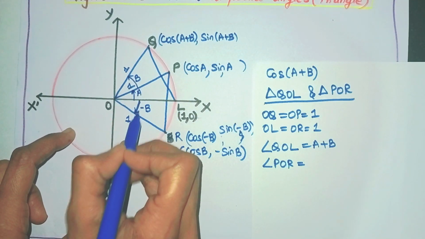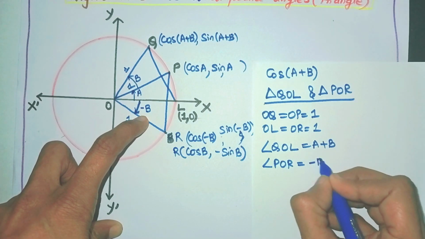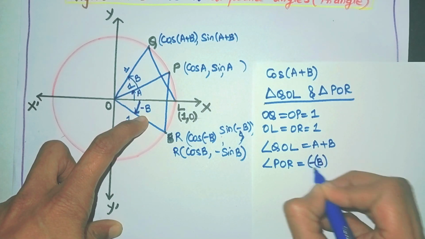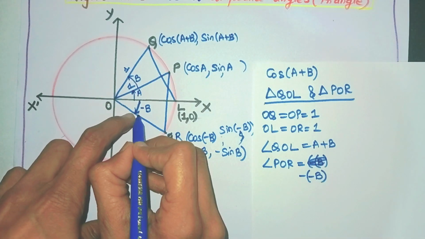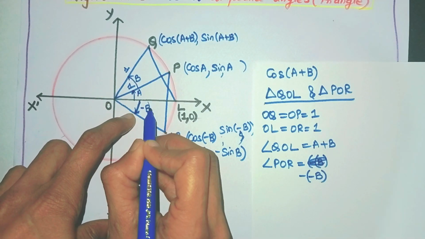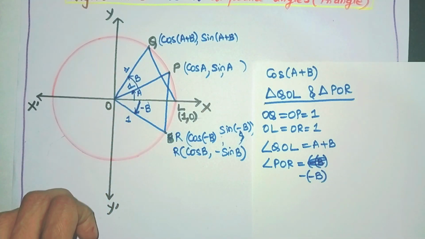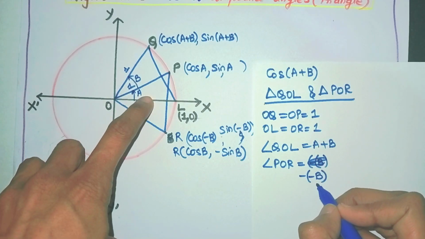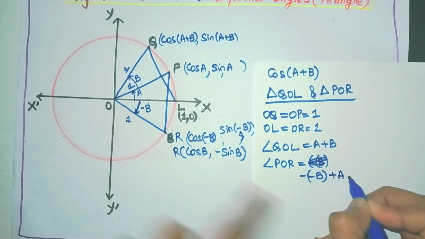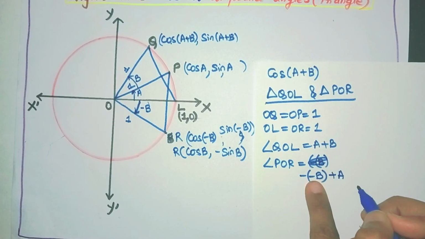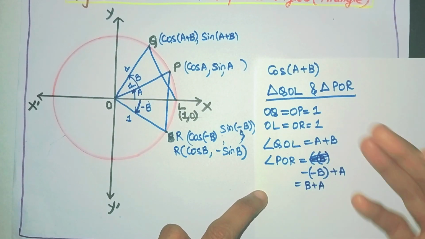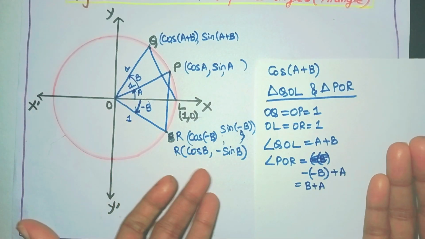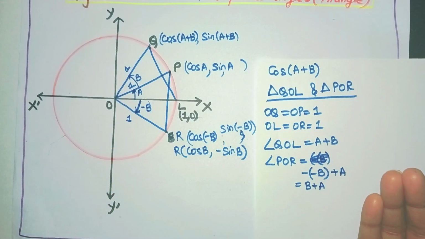This way, friends. So it will be minus of minus B. Did you get this? Yes, I'll write it properly. Minus of minus B, because I'm going in the anti-clockwise direction, but this is clockwise. So it will be minus of minus B plus A. This is very important, friends, to understand why it is minus of minus B. So minus of minus B is plus B. So angle QOL is equal to angle POR, right?